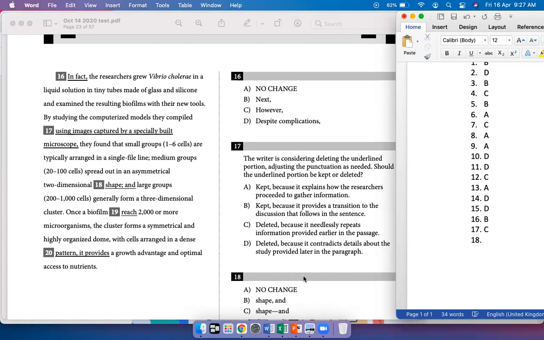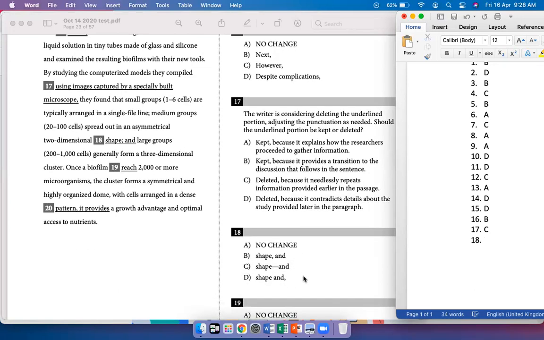that small groups are typically arranged in a single file line, medium groups in an asymmetrical, and now here we have to choose the correct way to connect this. And here the semicolon would actually work because I have these three things I'm talking about, right? Small groups, medium groups, and large groups. And for each of them, I'm separating the list items with a semicolon. I've put a semicolon after single file line. So I'll put a semicolon after shape, and then the sentence would finish.